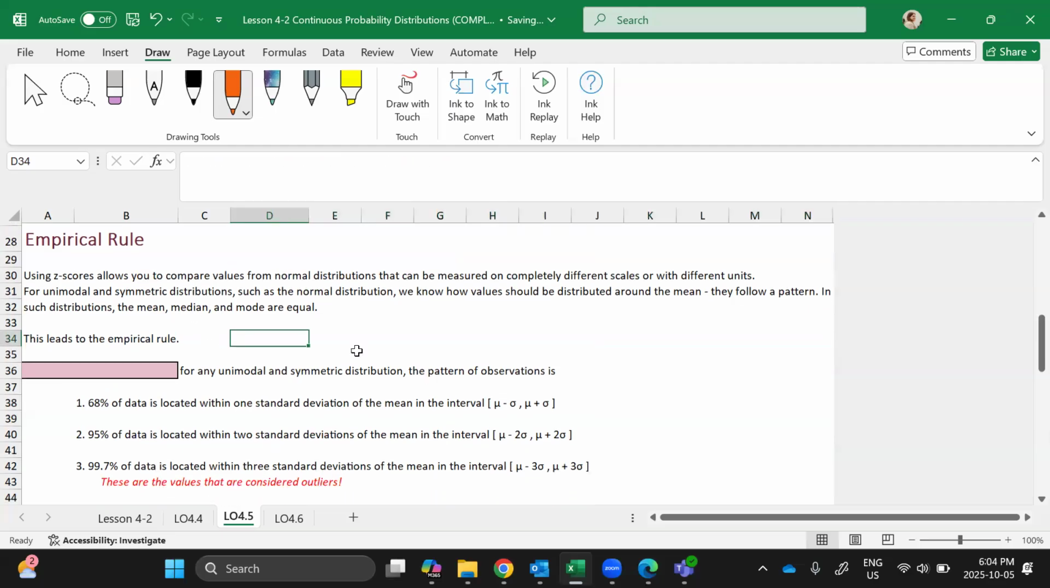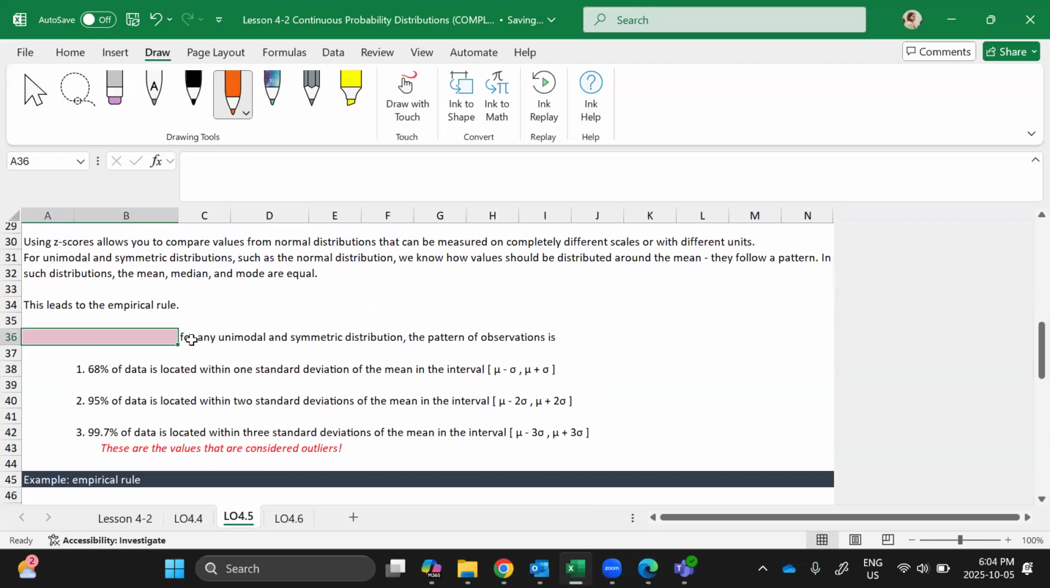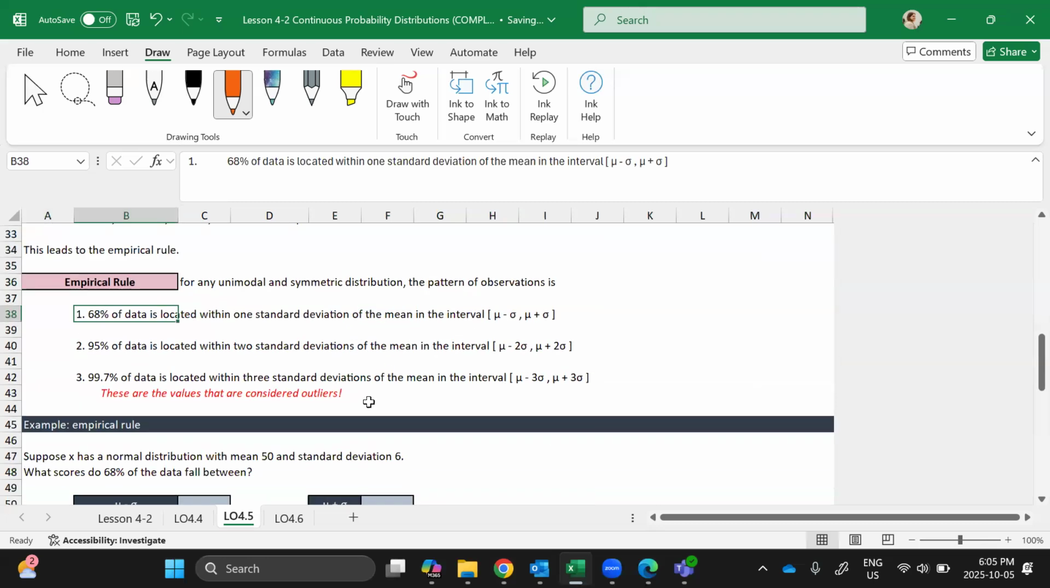We know that for unimodal symmetric distributions, the mean, the median, and the mode will always be equal. And because of these specific patterns in the data, we have some other observations we can make as well. And this leads to what's called the empirical rule. The empirical rule states that for a symmetric and unimodal distribution, that's a normal distribution, then we know that 68% of the data will be located within 1 standard deviation of the mean. What does this actually mean?